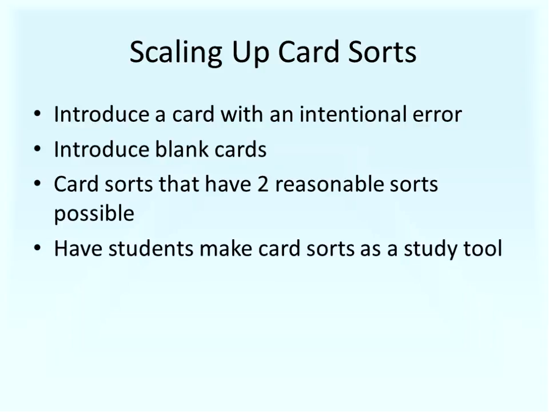Ways to increase the challenge of a card sort, as students get used to the task and want to ramp it up, is to put a card into the deck with an intentional error. Or take some of the cards out, put blank cards in the deck, and have them fill in the missing card. There's also the idea of creating a card set that has two reasonable sorts possible, so depending on students' thinking, they could sort it using rule A or rule B, and students could talk about their thinking and their organizational rules. We have two examples of card sorts in the Dropbox for you to try.